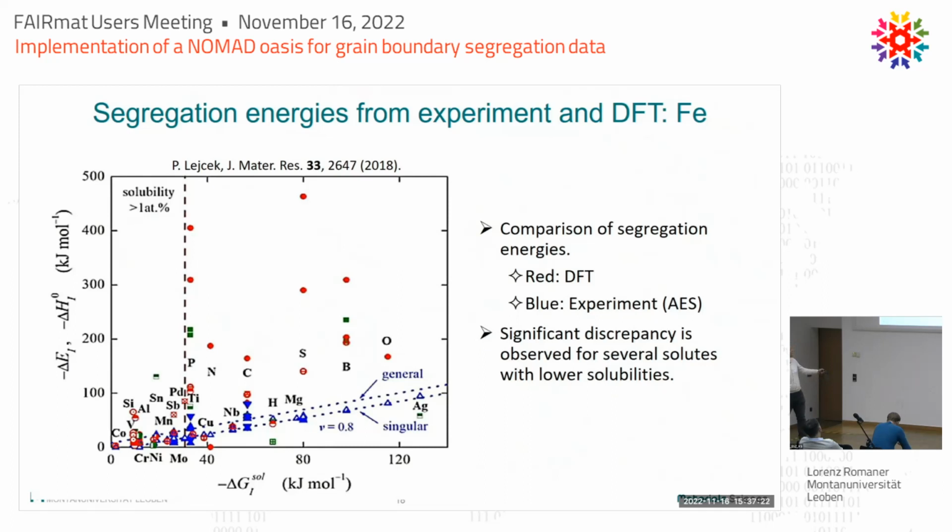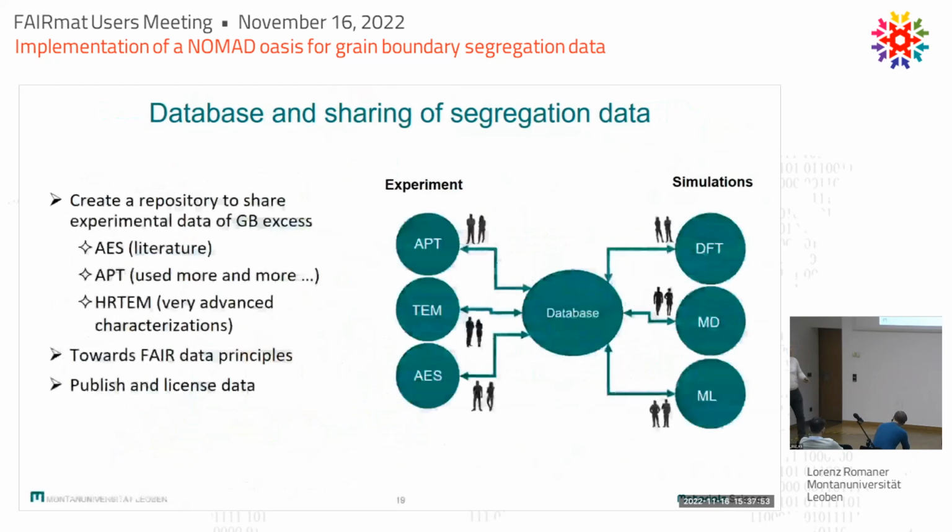And he has compared the DFT calculated segregation energies in red here with the experimental values, and you see strong discrepancies. And so this is still ongoing research to understand what plays a role when you compare this data, so DFT to experiment. And in this case, this is Auger electron spectroscopy data, so it's not APT, but a little bit different.